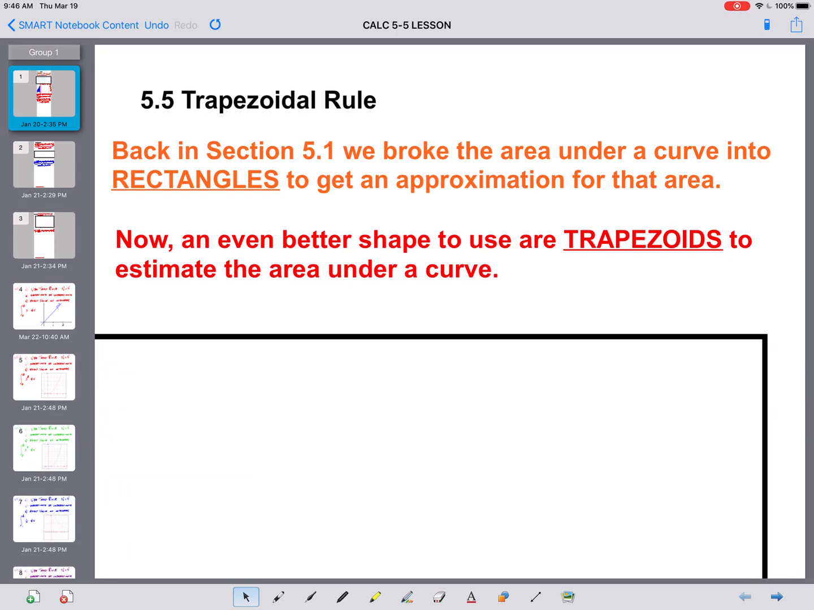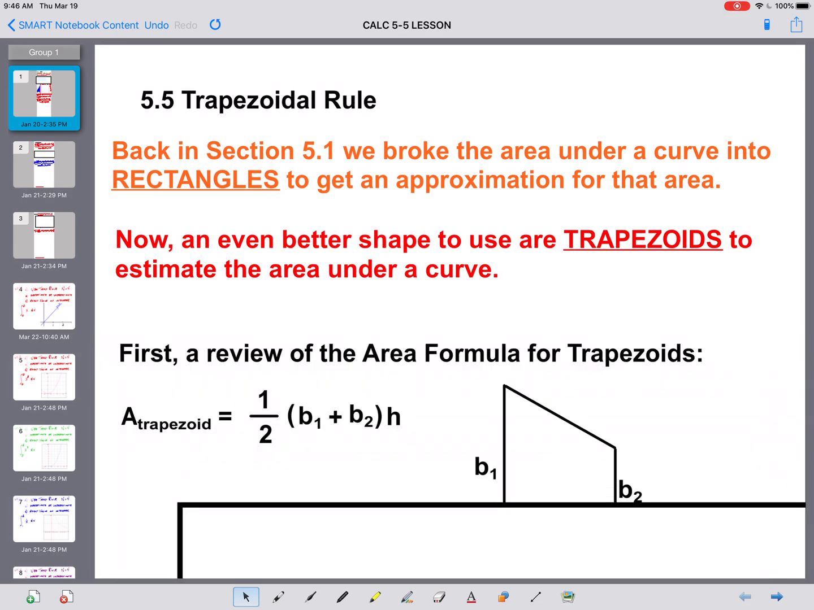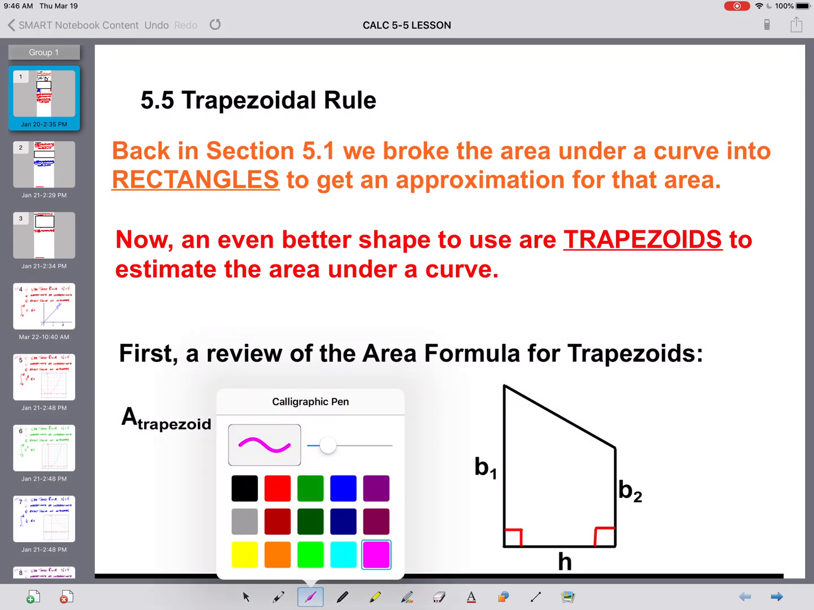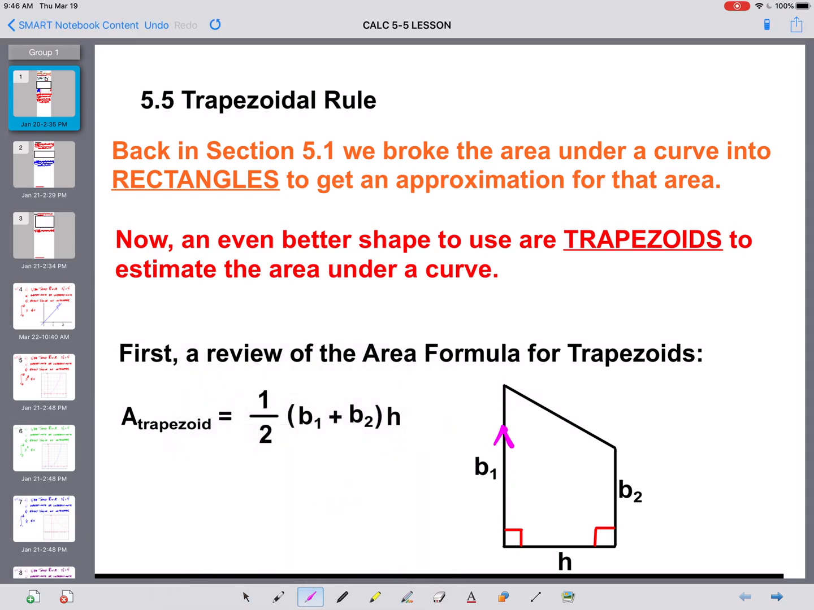trapezoids. So let's look first of all at a little review on trapezoids. A trapezoid, remember, is a four-sided figure and we have only two sides parallel. On this one that I drew, the left and right are parallel. Those are called the bases. Now, notice we have a height. A height is perpendicular to the two bases. I drew it there on the bottom.